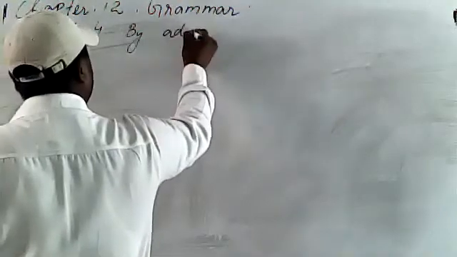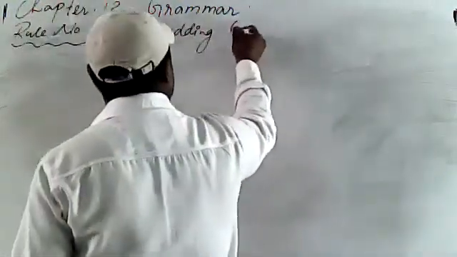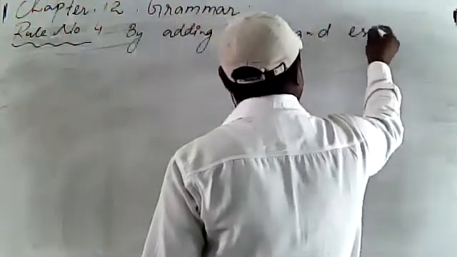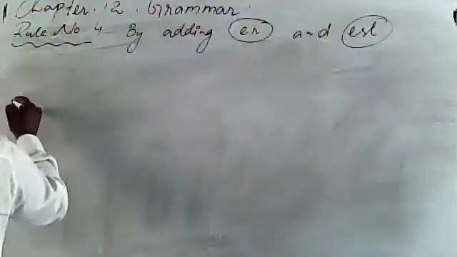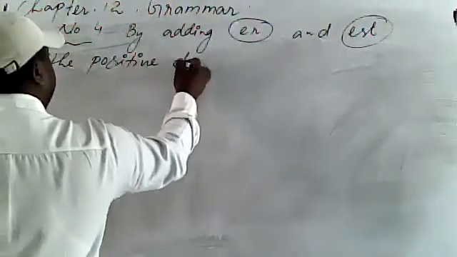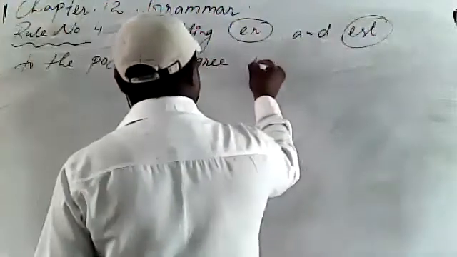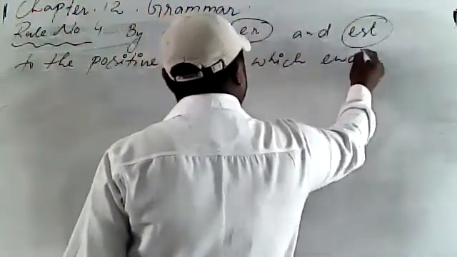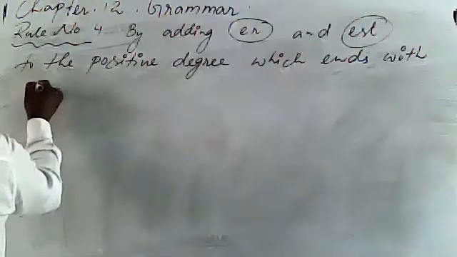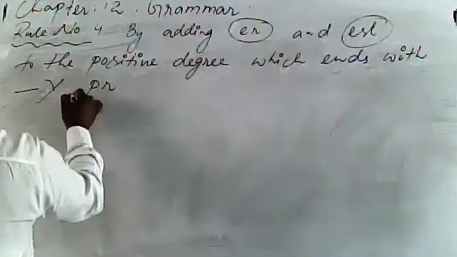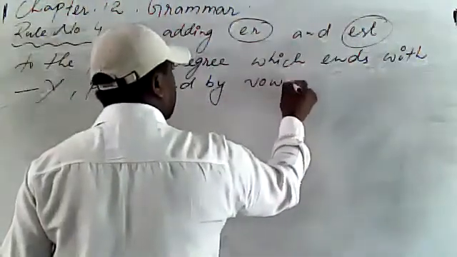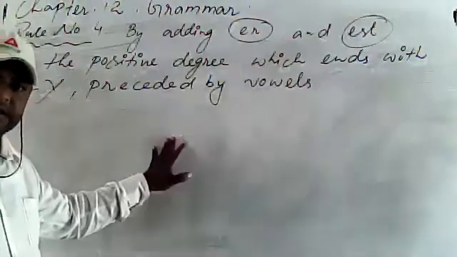Rule number 4 is that by adding ER and EST to the positive degree which ends with Y preceded by vowels. Same thing, it is the same as rule number 3.